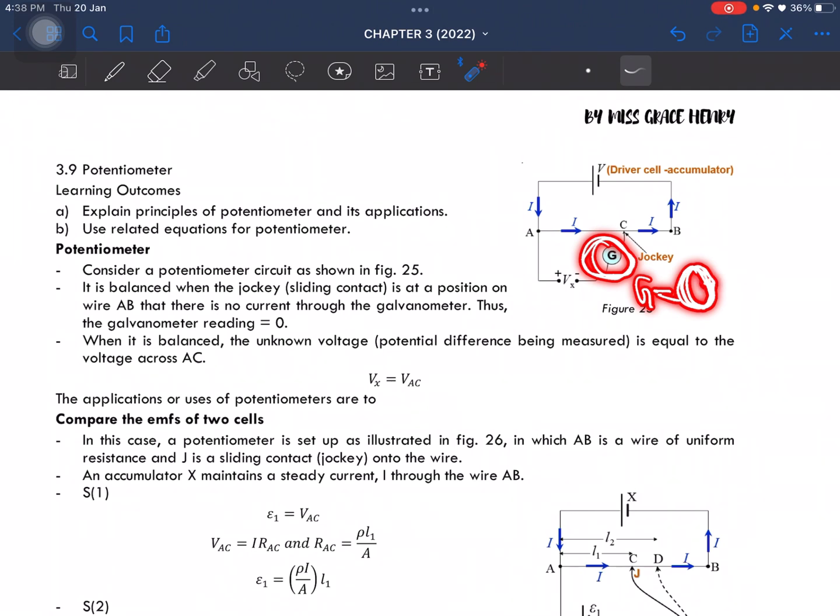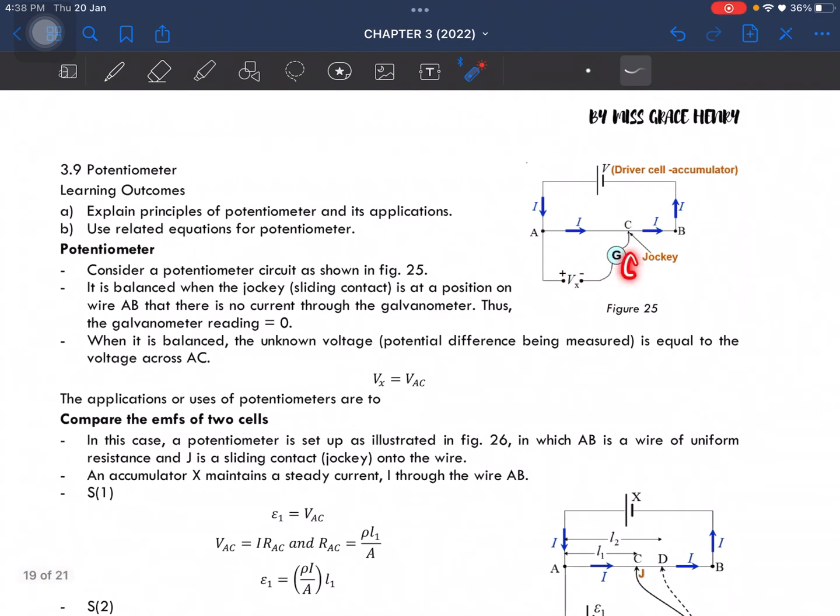Okay, so when it is balanced, the potential difference that is being measured will be equal to the voltage across AC. So Vx here will be equal to VAC. Usually this would be EMF2. It will be equal to VAC here, only when G is equal to 0.